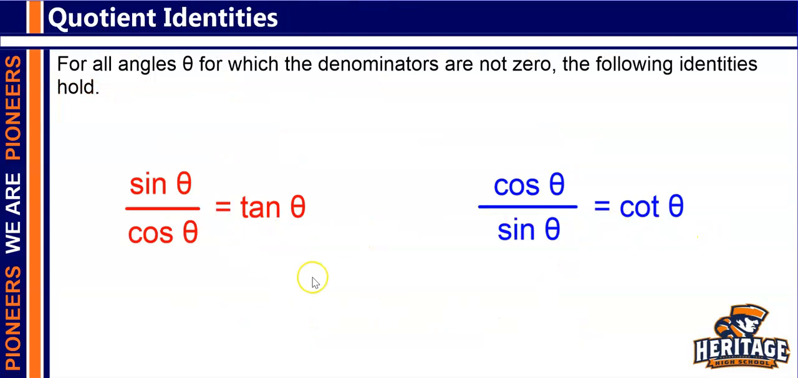Here are the two main formulas you need to know for the quotient identities. For all angles of theta where the denominators are not 0, these identities hold. Combining this with the reciprocal identities, you can find all the values of the trig functions, assuming that you have sine and cosine given to you. So tangent theta is equal to sine over cosine, whereas cotangent is the reciprocal, so it's just cosine over sine.